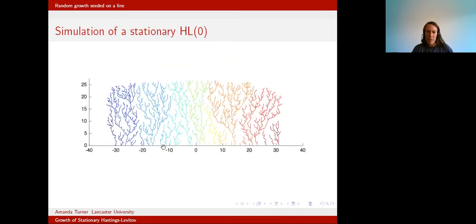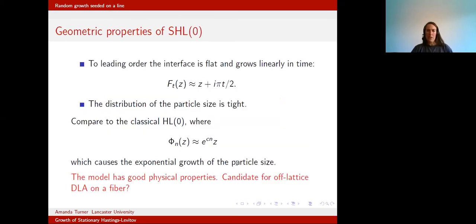And if you look in this picture, you can kind of see that property. So these little sticks where it lands right on the disk are of height 1, just to give you the scale. And if you look at the ones that arrive on the cluster boundary, they also seem to have roughly the same size. Whereas if you looked at a similar picture for the classical HL0, you'd really see that the outer ones were exponentially larger than the small ones. Okay, so it's got good physical properties, and that means it's actually a candidate for off-lattice DLA, and maybe we can use it to study properties that we feel DLA should have.